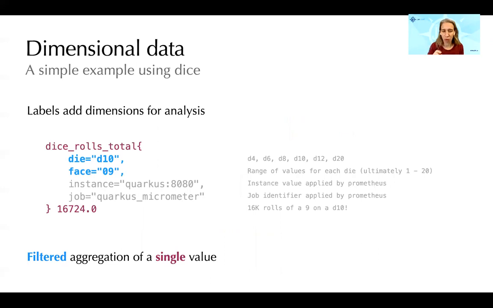Prometheus, when it's collecting, will implicitly add 2 other dimensions. They're configurable at the end, but it will add the instance it was collected from, and the job that it was collected from. So it adds 2 additional dimensions, and then it's still that 1 numerical value. So in this sample, the 9 was rolled on a D10 16,724 times, because it's just a counter in this case.